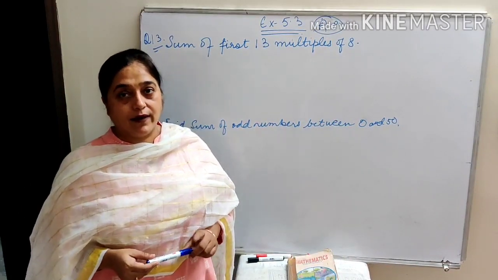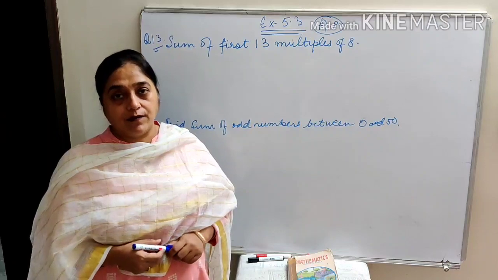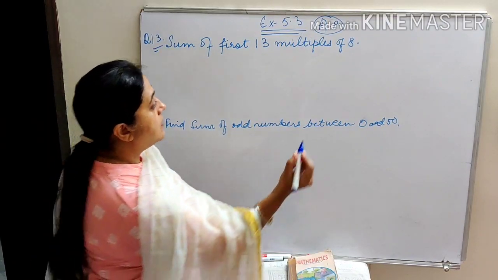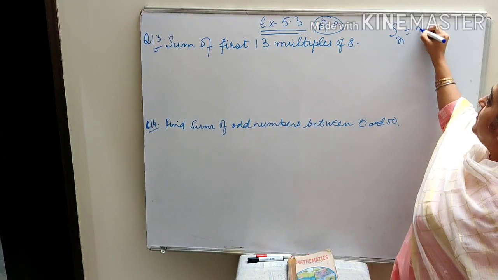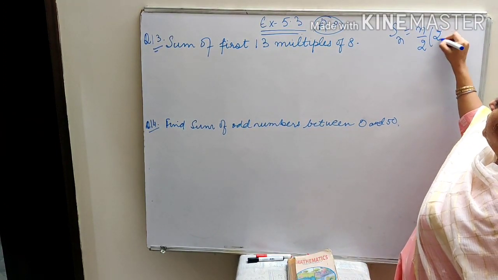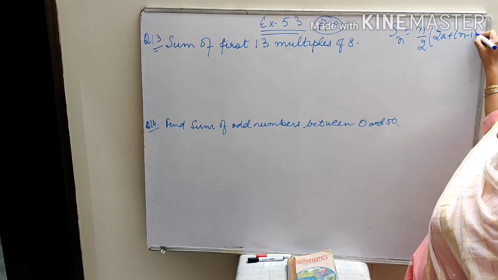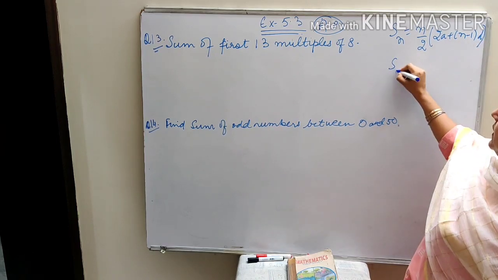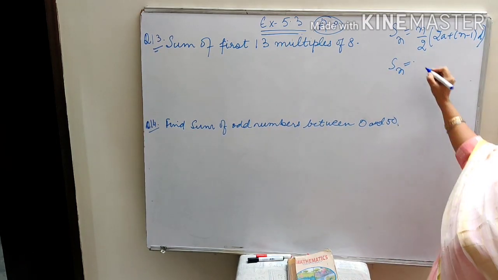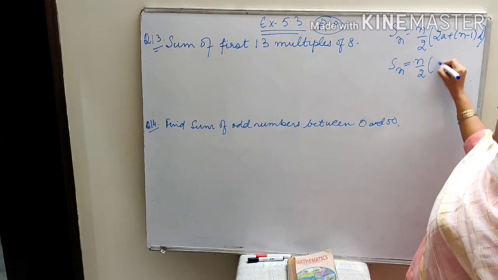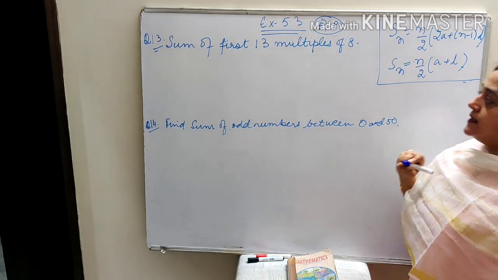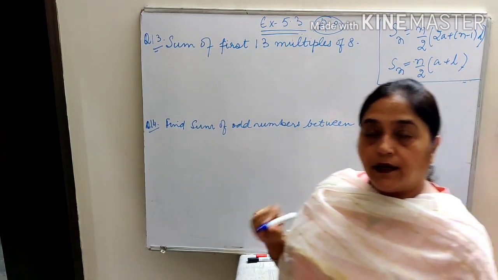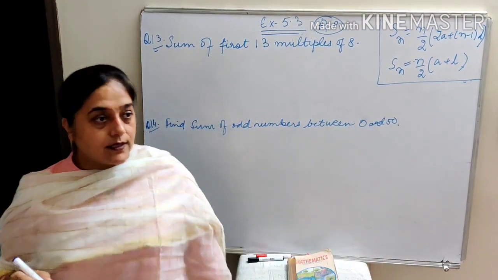Students, we have already discussed the sum of n terms of an AP. The formula was Sn is equal to n by 2 [2a plus (n minus 1) d]. If the last term is given, then the formula will be n by 2 [a plus l], right? Using this formula we have already done questions 1 to 12 of exercise 5.3.